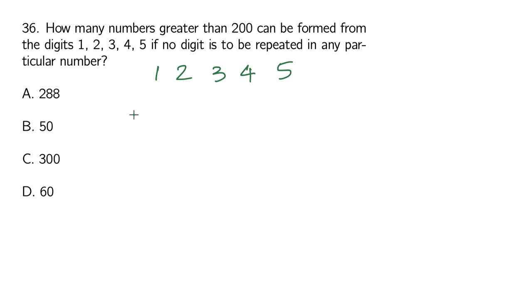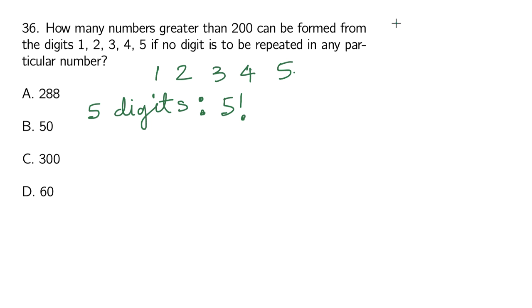So let's start with 5 digits. So we want to know how many 5-digit numbers that we can form from 1, 2, 3, 4, 5. How many 5-digit numbers that we can form from these are greater than 200? And the answer is that any 5-digit number is greater than 200. So really the question becomes, how many 5-digit numbers can we form from these numbers? And the answer is 5 factorial.